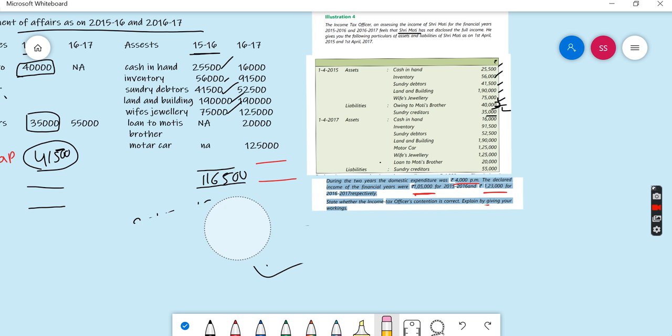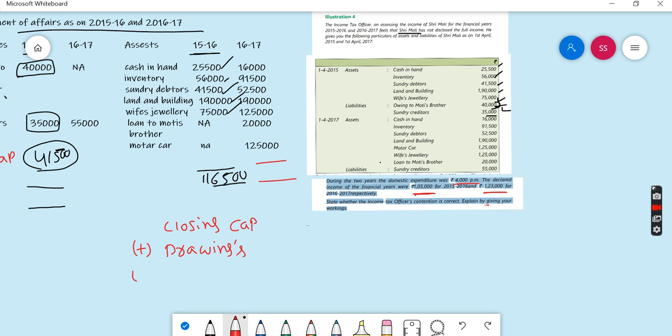Okay, we'll do that. So what do we need for the capital comparison? First we need opening capital. We need closing capital. Our format: closing capital. And we need to add drawings to that. We need to deduct additional capital. And then deduct finally opening capital. Then you will get the profit.